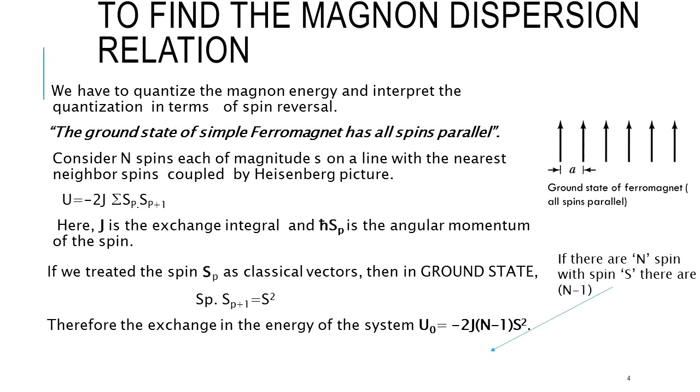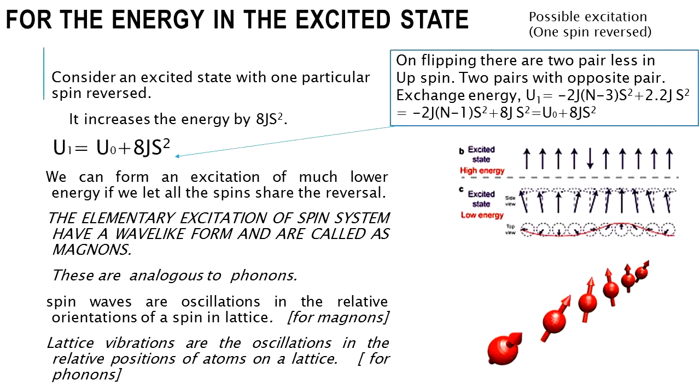Now if you treat it as a classical vector, S_p dot S_p+1 can be equal to S squared, so that the exchange energy U0 is equal to minus 2J into N minus 1 into S squared, since if there are N spins, the number of pairs will be N minus 1. Now we consider an excited state where one spin is reversed. Out of these spins, we are reversing one of the spins.